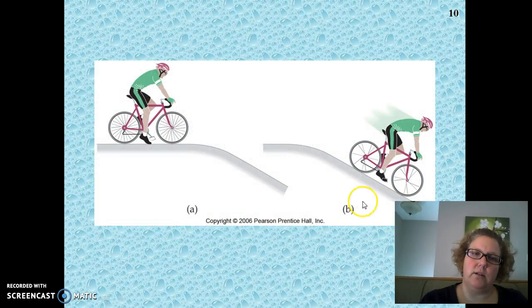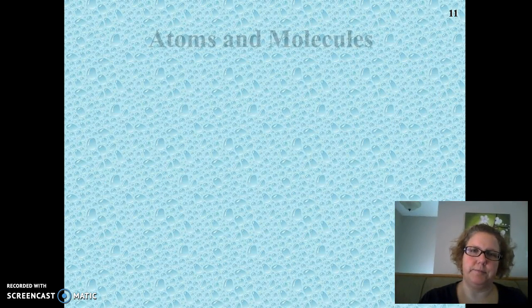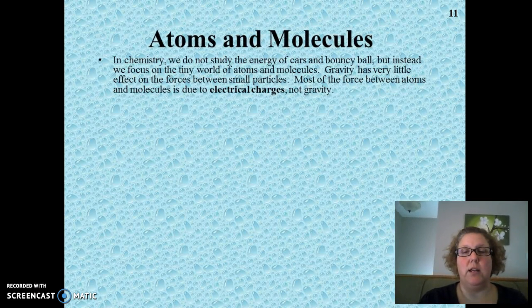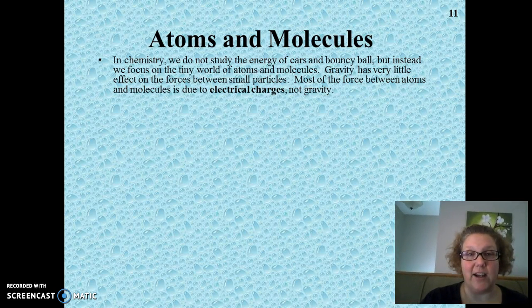All right, so here the biker has potential energy, and then once he goes over the hill here, now he's got kinetic energy. Now we need to apply all this to atoms and molecules. So in chemistry, we don't study the energies of cars and bouncy balls. That's what you'll do in physics. But instead, we focus on the tiny invisible world of atoms and molecules. Gravity has very little effect on the forces between small molecules. That's why we don't discuss it much.